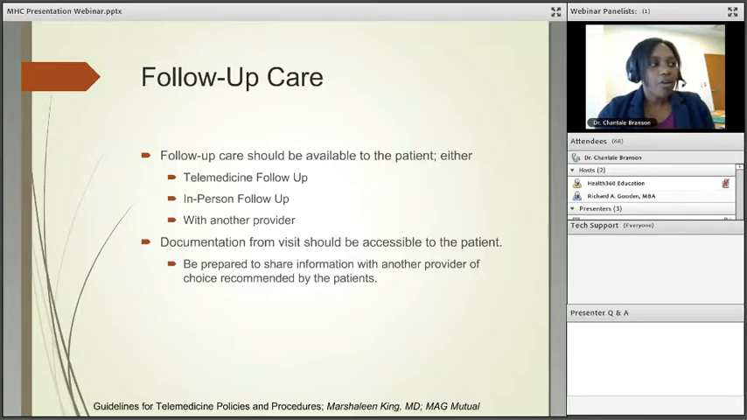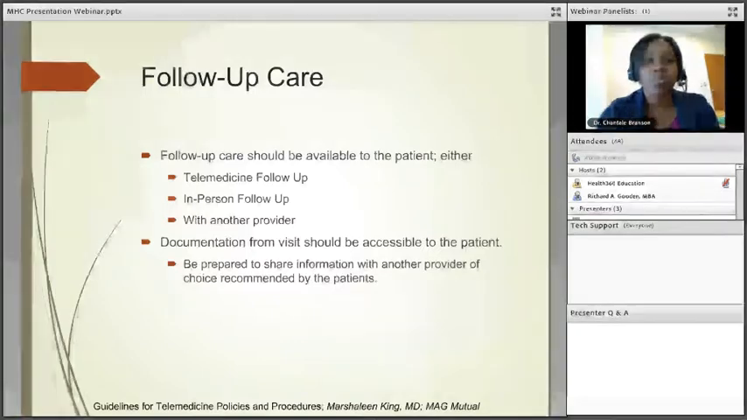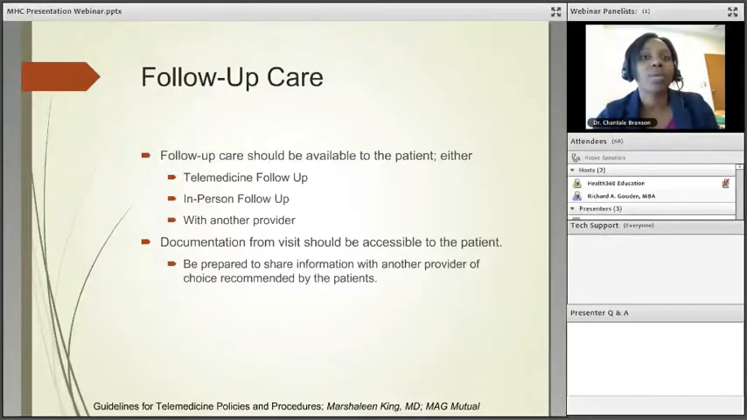So follow-up care. Follow-up care should be available to the patient, either as a telemedicine follow-up. So for example, for me, I do Botox. So I would perform the Botox for a patient who has any movement problems. My specialty or background training is in movement disorders or migraines, and then I may have them do a telemedicine follow-up in 6 weeks before the next Botox treatment or therapy is indicated, just to see how they're doing.